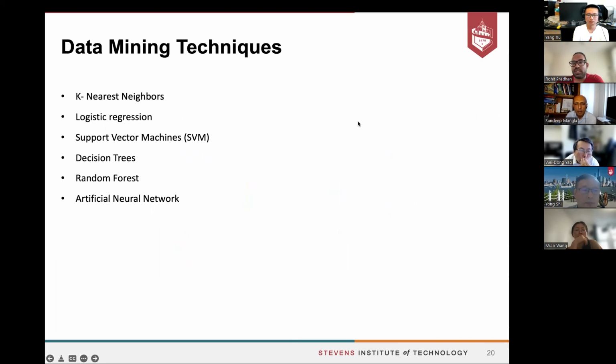So the basic data mining algorithms, as we saw in the previous slides, are the k nearest neighbor, logistic regression, support vectors, decision trees, random forest, and the artificial neural network. We'll go through each of the data mining algorithms one by one.